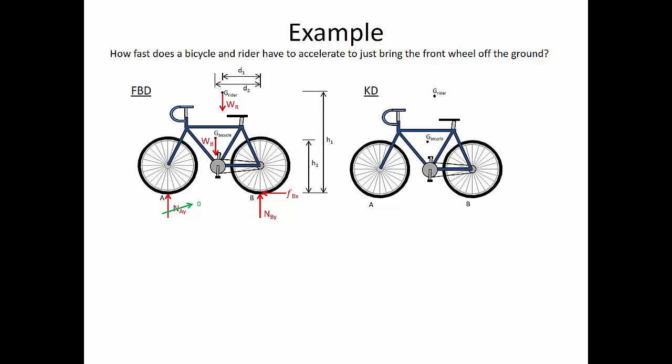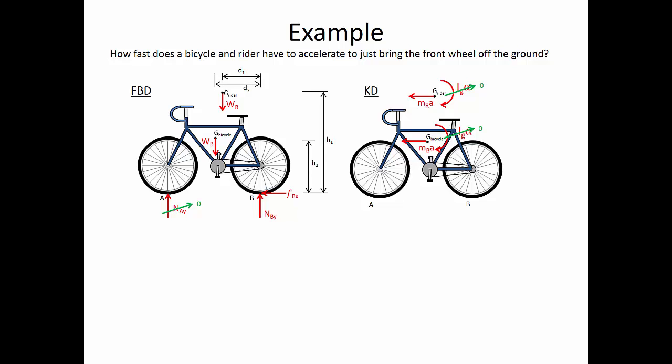Next, we need to look at the kinetic diagram. What's happening with this bicycle at this point in time? We know that the bicycle has to be accelerating in order for that rotation to occur. So we have a mass times acceleration of the rider, a mass times acceleration of the bicycle, and we may also have a rotation of both the rider and the bicycle. But in this case, we're saying that we just want to barely bring the front wheel off the ground. So our rotation has not yet really started. So we can say that our mass moment of inertia times our angular acceleration is 0 for both the rider and the bicycle.